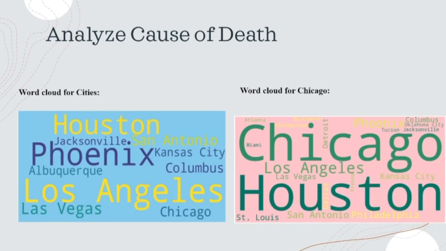Upon reviewing the graph for the top 20 cities, it was found that Chicago, Houston, and Los Angeles had the highest number of murders. The word cloud for Chicago revealed that the most common causes of death were related to gun violence.